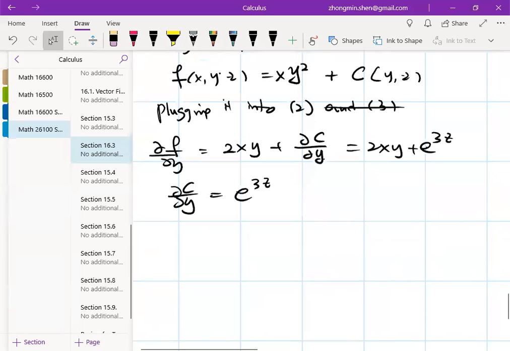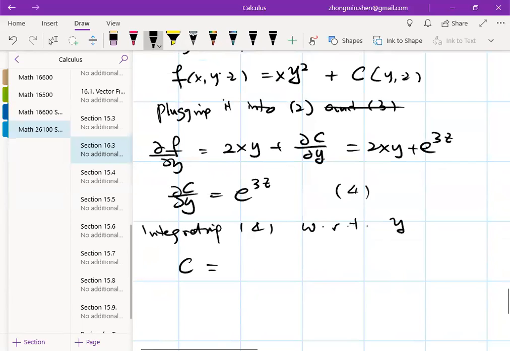This is a partial derivative. So you have integrating this equation 4 with respect to y, okay? Because c is a function of y and z, so we fix z. So c is going to be y e^(3z) plus K, but that K depends on z, okay?